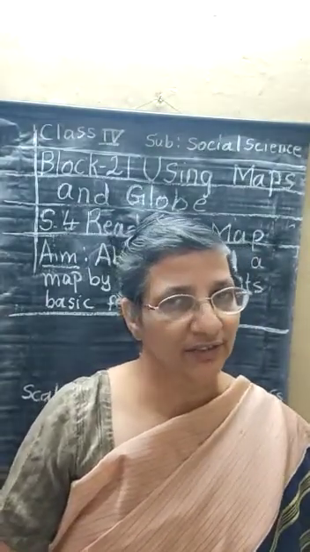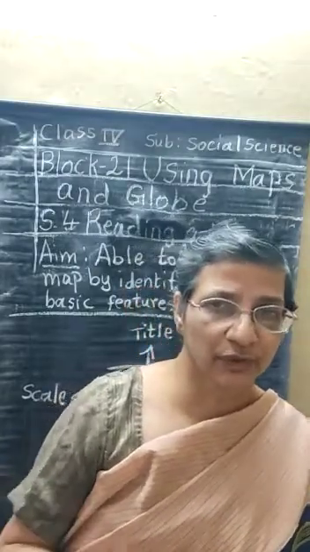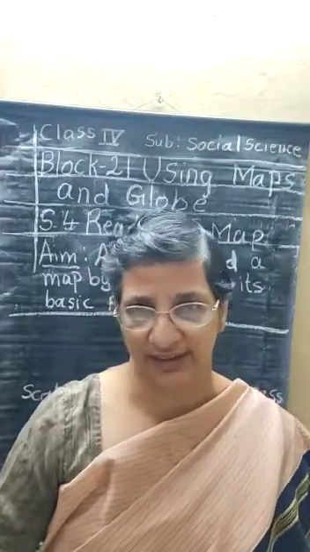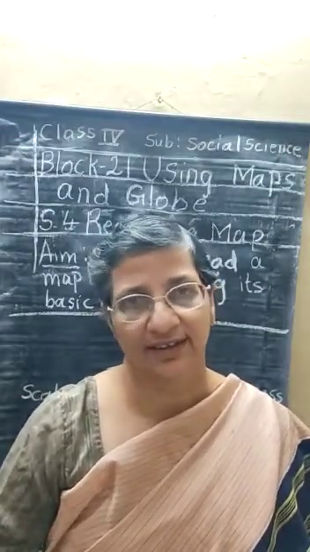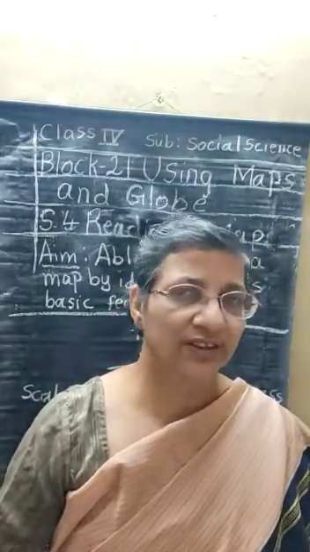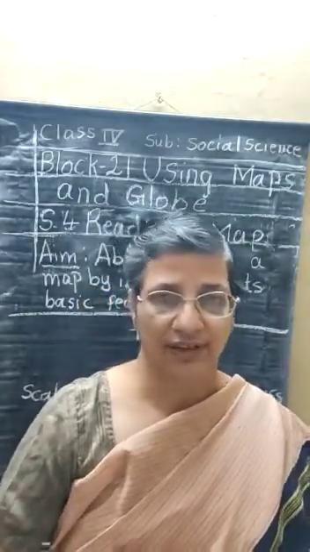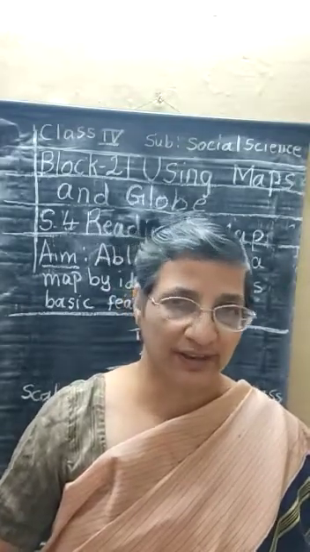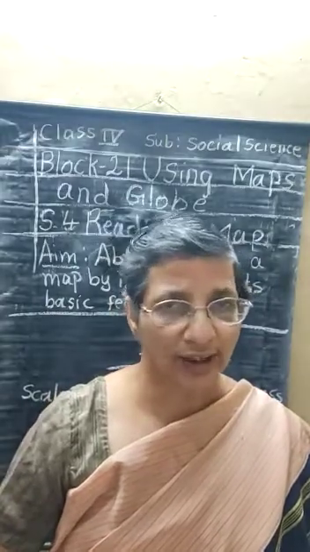Yesterday we learnt about different types of maps, that is political, physical and thematic. For political, countries, states and cities. Physical, that is mountains, plains, plateaus, rivers, in that we can easily find out. And then the fourth is thematic, that is to find out the forest and the soil.